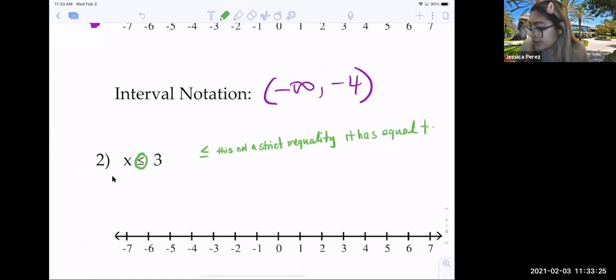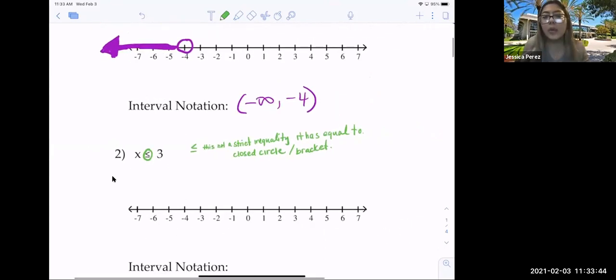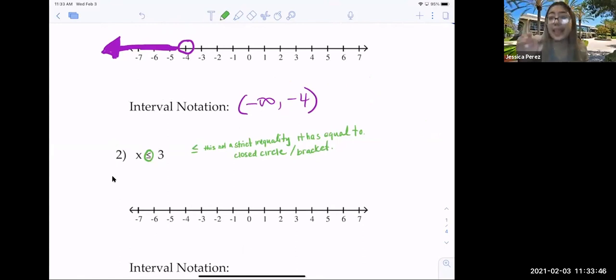That equal to means the little dash on the bottom. If it has a little dash on the bottom, then that corresponds to a closed circle or bracket. You can have either one. But what does stay the same? It's still a less than, that's true. This is a less than, so it's going to go to the left because it's still less than. This reads X is less than or equal to 3. That's how you say it.